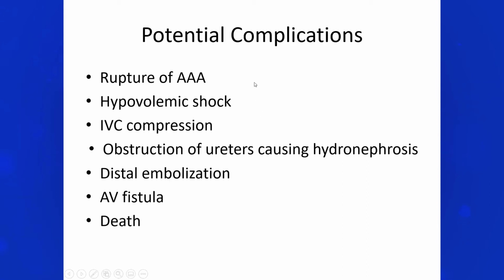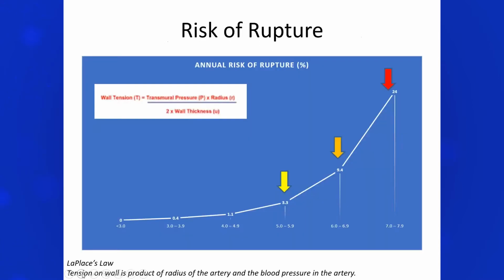Potential complications would be rupture, hypovolemic shock, patient presenting in shock, and IVC compression. The IVC is just next to the abdominal aorta, so the blood clot can put a lot of pressure on the IVC, and being a low pressure system, it can collapse. We can also have obstruction of the ureters, which run on the sides, causing hydronephrosis. Distal embolization could occur, AV fistula formation, and of course death.